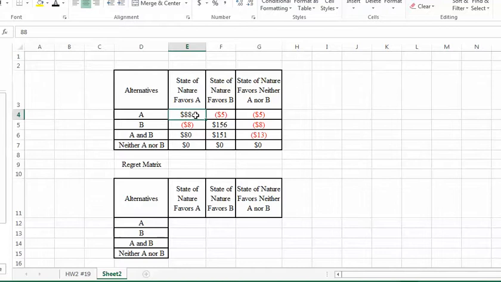Okay? So what I'll have down here is equals this cell minus this cell again, right? And that's going to give me what? 0. That's what the regret table showed, okay?